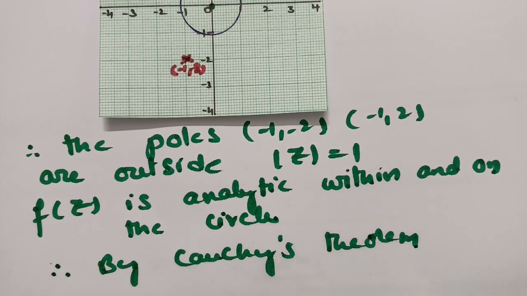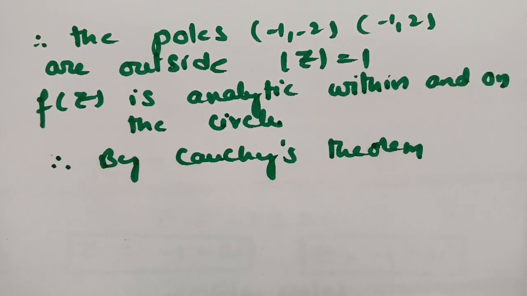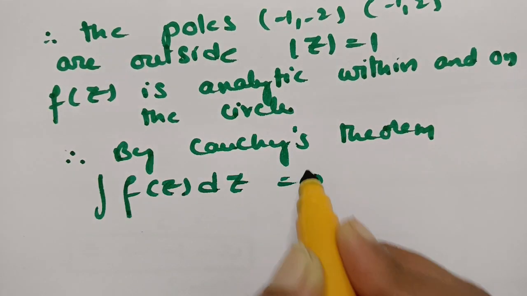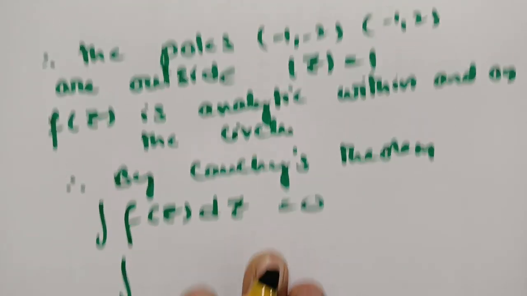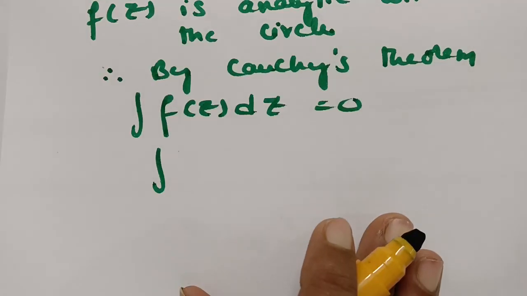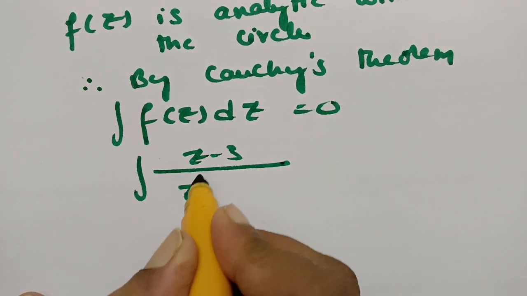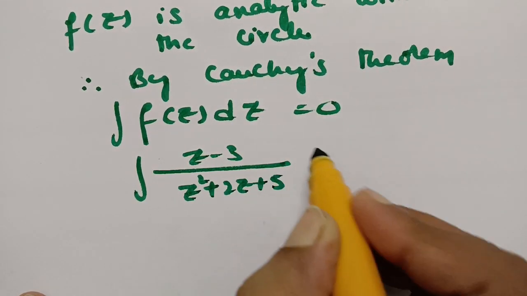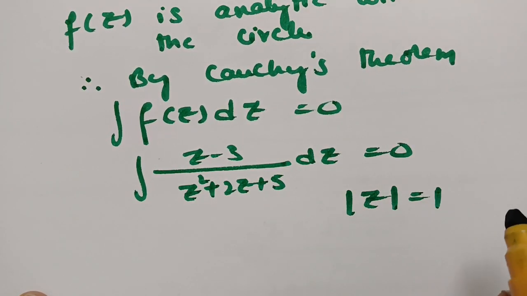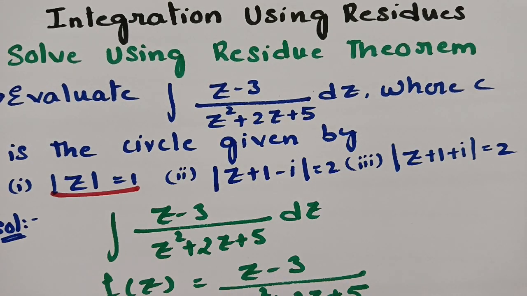the given integral value, the integral of f of z dz, is equal to 0. So what is our f of z value? The question here is f of z equals z minus 3 by z square plus 2z plus 5. So the integral of z minus 3 by z square plus 2z plus 5 into dz is equal to 0 for the case mod z equal to 1. Clear?